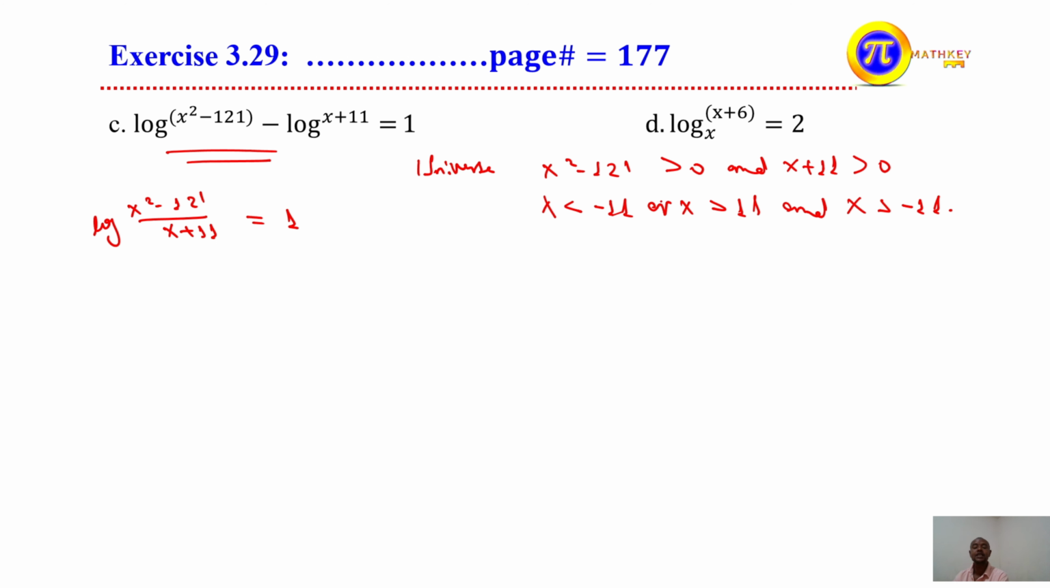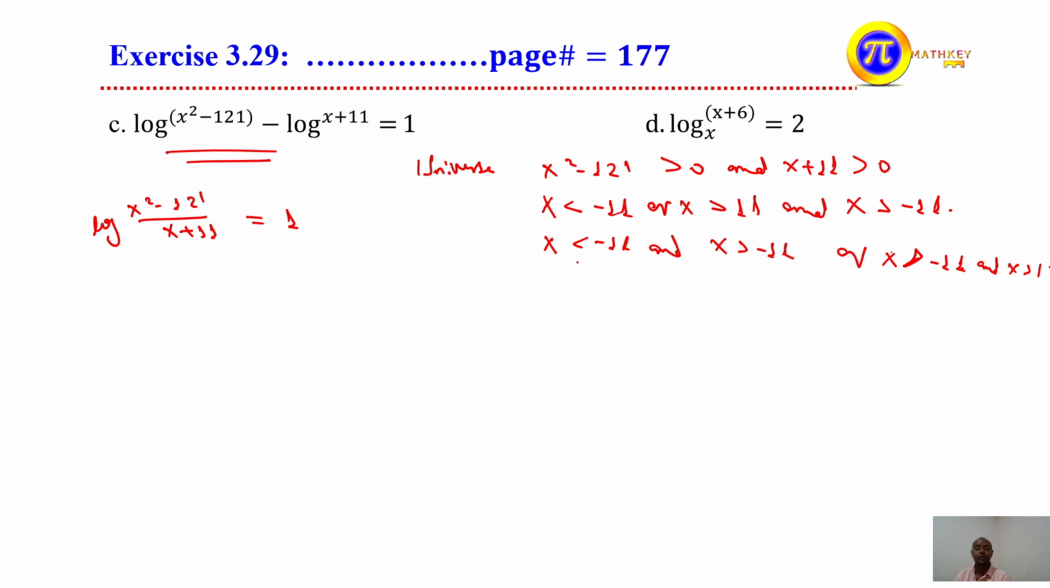After that, take the intersection of these. x less than negative 11 and x greater than negative 11, this means x is less than negative 11 and x is greater than negative 11, or in between, x is greater than negative 11 and x is greater than 11.